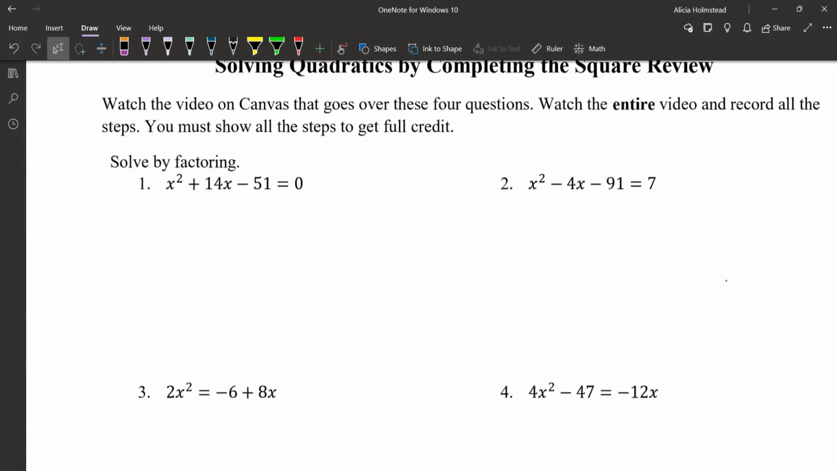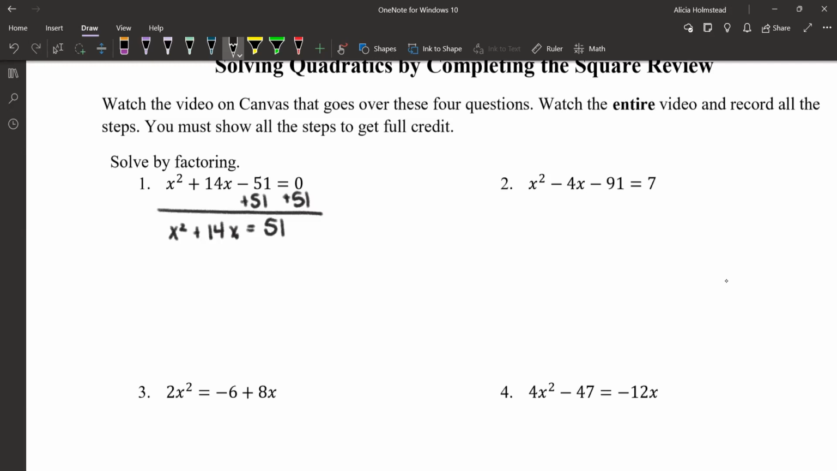So for this first one, we start by moving the x terms to the left side and the constants to the right. So for this, we need to add 51 to both sides. So we get x squared plus 14x equals 51. Then, if the leading coefficient is not a 1, we need to factor it out. Fortunately for us, the leading coefficient here is a 1, so we can go ahead and skip that step.